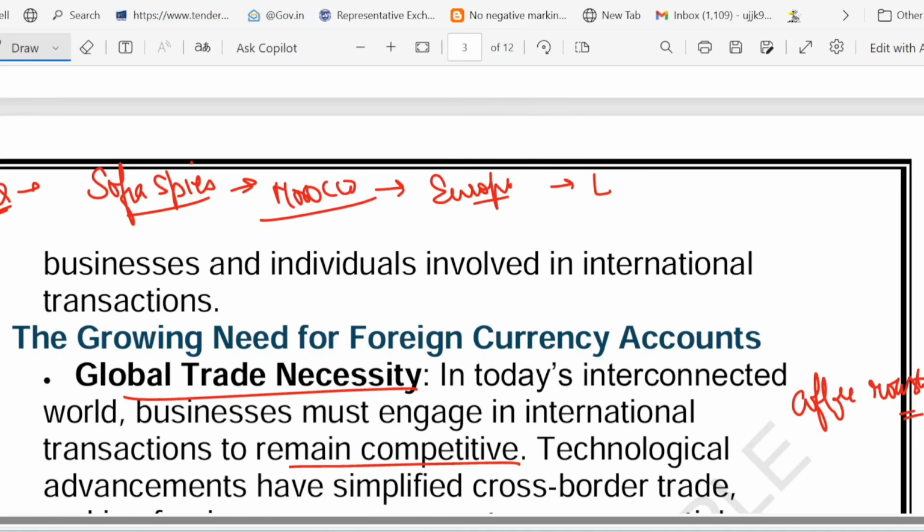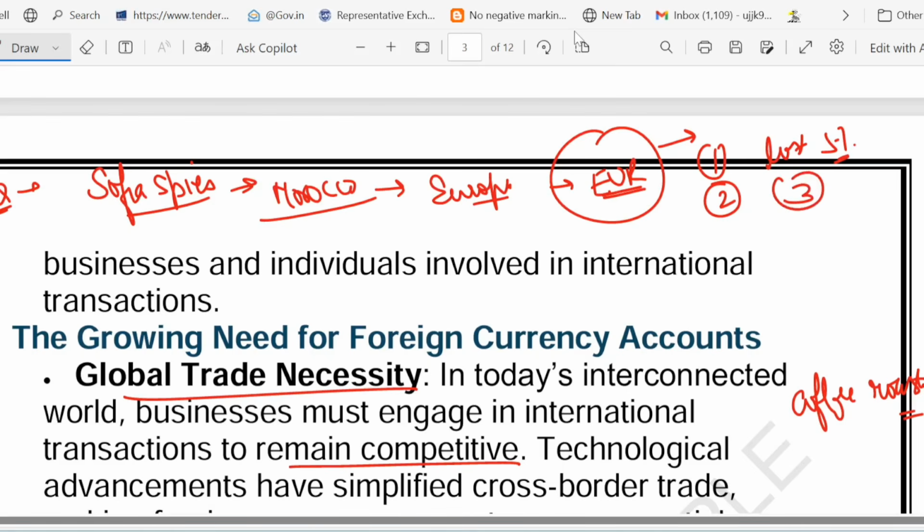Before their euro account, they lost 5% on every euro to dirham conversion. They waited a week for international transfers earlier, since they did not have the euro account. So what are the problems they faced? First of all, they lost 5% on every euro because they had to convert euro to dirham, because they are exporting these spices to Europe. Then they waited a week for international transfer, and also they could not predict profit due to changing rates.